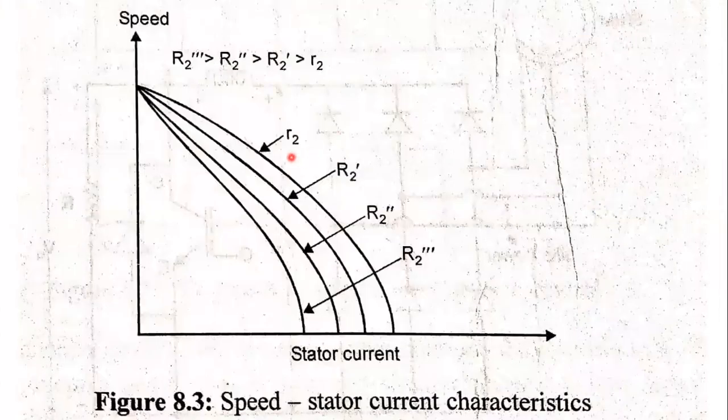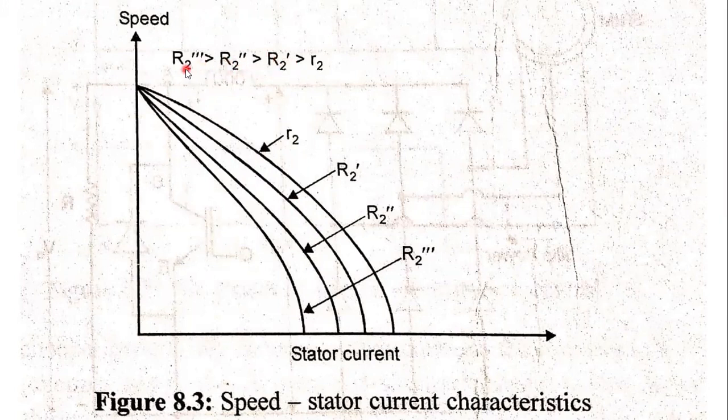Next, the curves are speed versus stator current. In this curve, by increasing the rotor circuit resistance, the curves relate to the rotor resistance R2, and these are the curves R2 dash, R2 double dash, R2 triple dash. The rotor resistance is increasing in this manner: R2 double dash is greater than R2 dash, which is greater than R2.